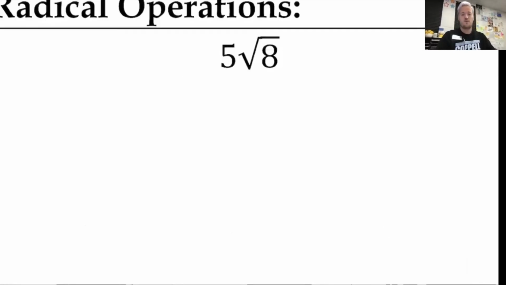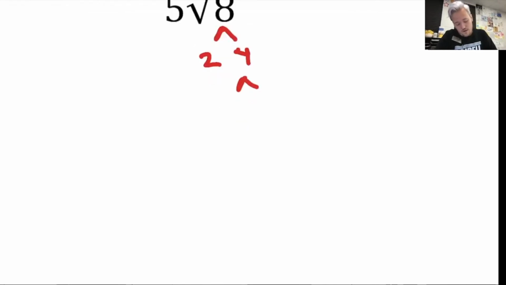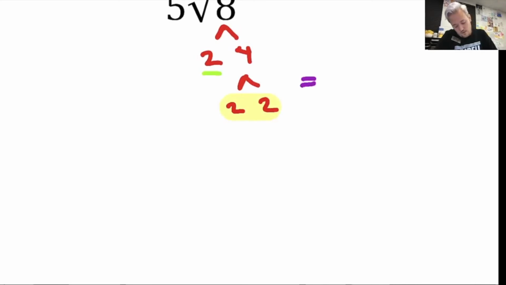All right, so what we're going to do here is I have 5 root 8. I'm actually going to break down this square root of 8 first, and worry about this 5 at the very end, so I'm going to ignore it. 8 is going to break down to 2 and 4, and that breaks down to 2 and 2. So I have a pair of 2's and then a leftover 2. This is the same as writing 2 root 2.